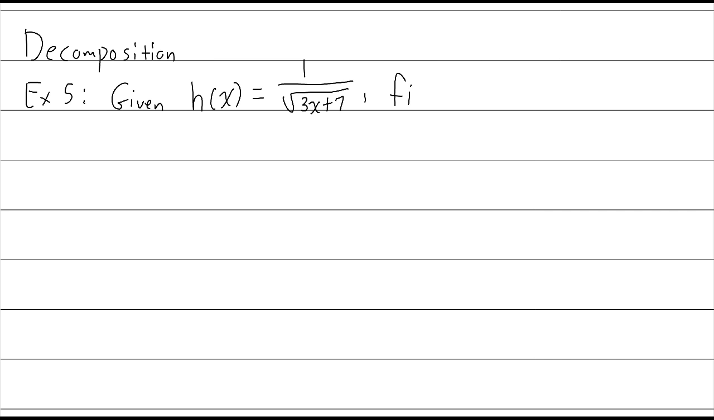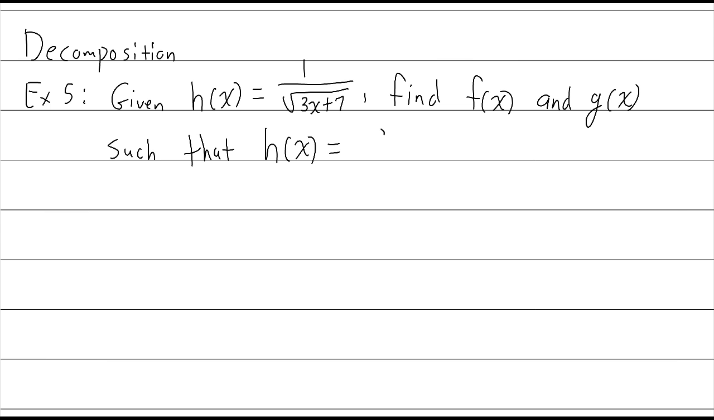I want to find f of x and g of x such that h of x is simply the composition of f and g. Okay, in other words, I want to find out what these two are, that if I compose them, I get that, right? That's what I'm looking for. And the cool thing about this is there's an infinite variety of solutions here, okay? There's tons of answers. So some are more obvious than others, okay? So anyway, f of x and g of x.